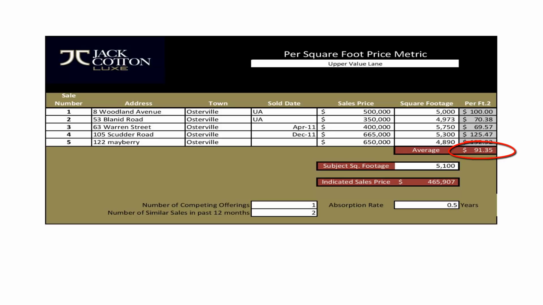Then you get an average, you multiply that times the square footage of the subject property, which in this case, as you can see on the spreadsheet, is 5,100 square feet, and we get an indication of value of $465,000, which I would round off at $466,000. Once again, not the guaranteed sales price, not the sales price that's carved in stone. It's a metric. It's a benchmark.